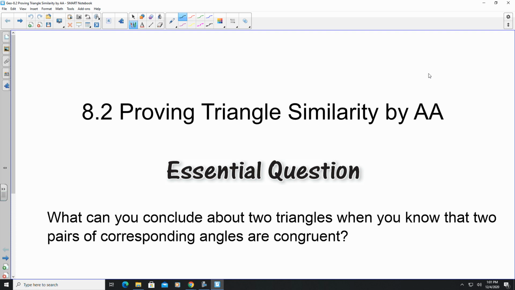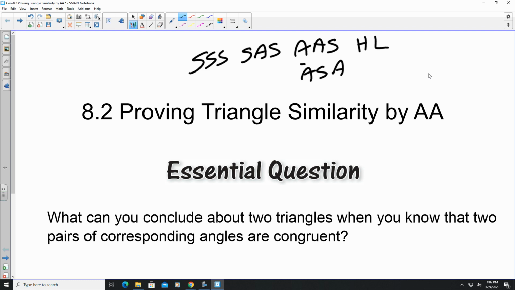So if you recall from previous lessons when we talked about congruent triangles, there were like 5 different theorems that allowed us to prove triangles were congruent, like side, side, side, side, angle, side, angle, angle, side, and hypotenuse, leg, and then it was angle, side, angle. All right, so those were the 5.